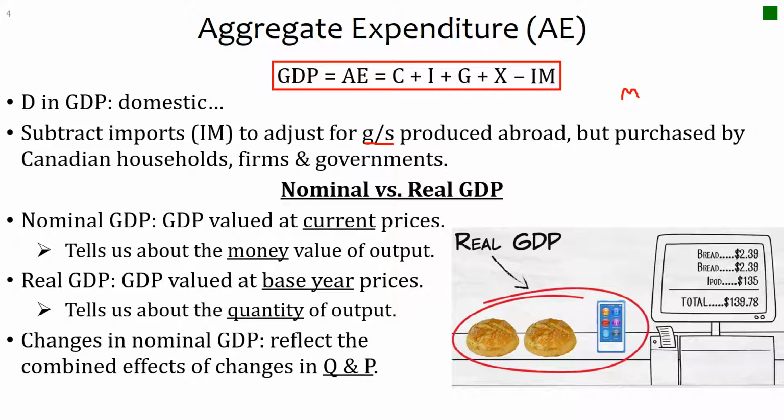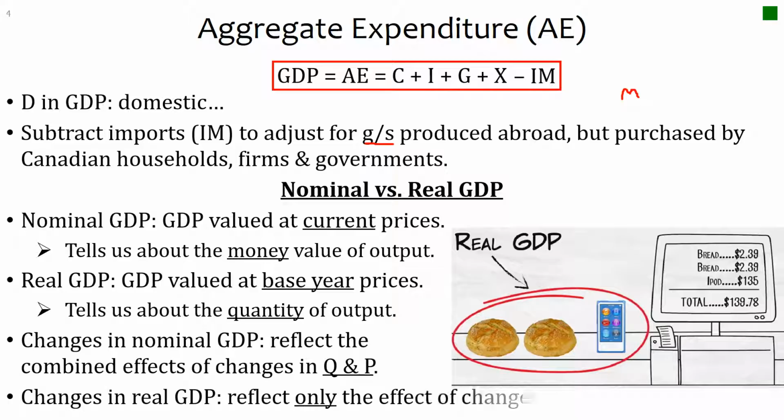The changes in nominal GDP reflect the combined effects of changes in quantity and price, both. There are two elements in nominal GDP, whereas in real GDP there's only one thing. It reflects only the effect of changes in the quantity, right? And in economics, we care about real GDP, all right?